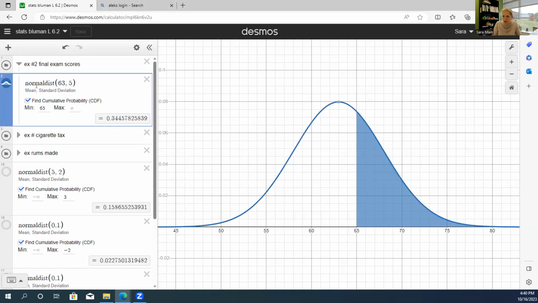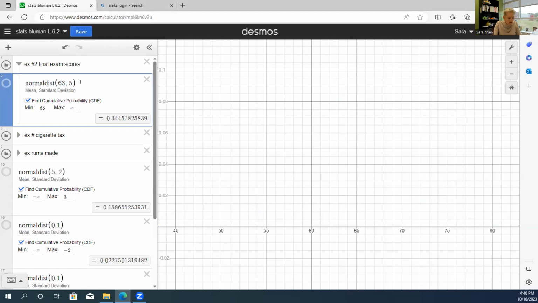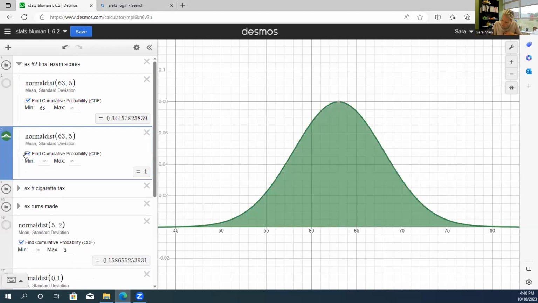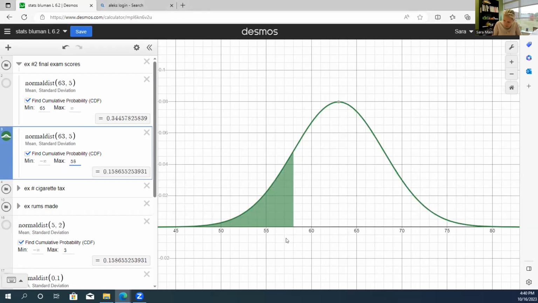I'm going to turn off that graph. And this time we want to know less than 58. So that means I have negative infinity up to 58. And that's what that would look like. And so on your paper, the probability of being less than 58 is 0.1587.